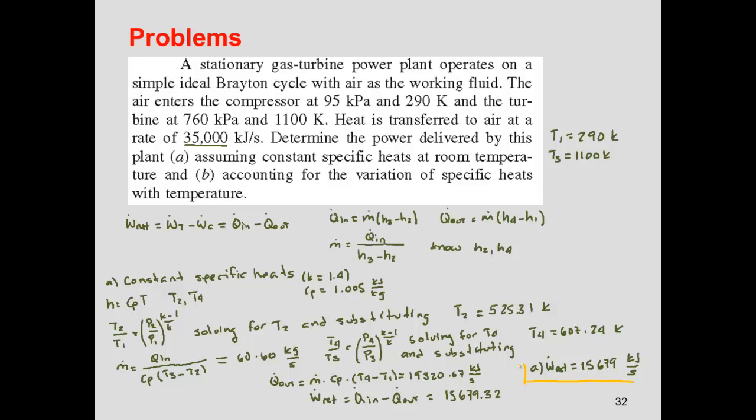And now we go to solve it with variable specific heats. I'm going to change the color a little bit so we have a difference. So this time we're going to do it with variable specific heats. That is table A17.